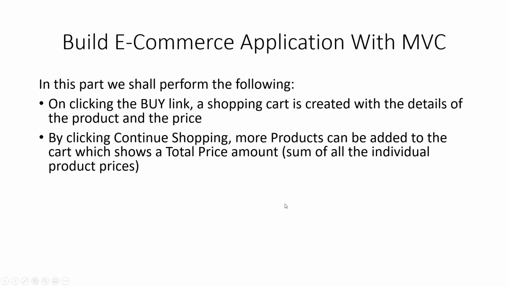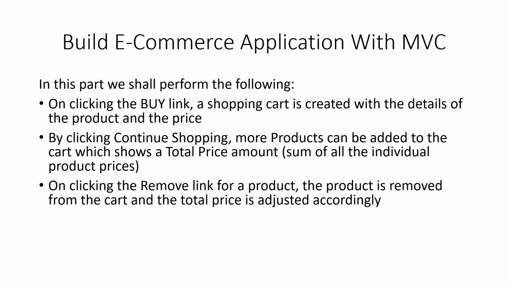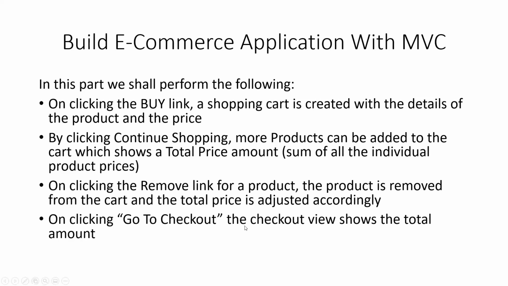A shopping cart is created on clicking the buy link with the details of the product and the price, and by clicking continue shopping, more products can be added to the cart, which shows the total price amount, which is the sum of all the individual product prices. On clicking the remove link for a product, the product is removed from the cart and the total price is adjusted accordingly. On clicking go to checkout, the checkout view shows the total amount. Or you can continue shopping, which will take you to the product page, and you can pick up further products and then go to buy now again to come to the shopping cart page.